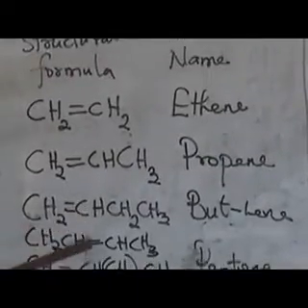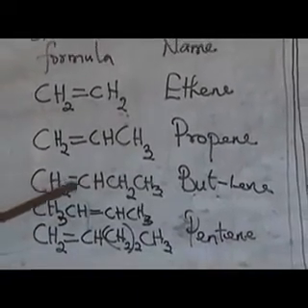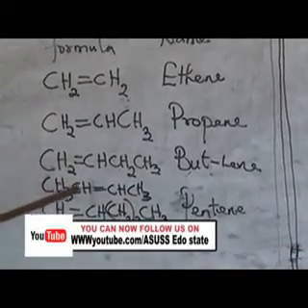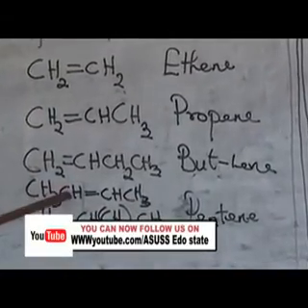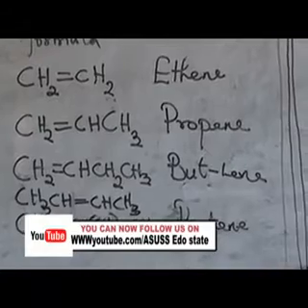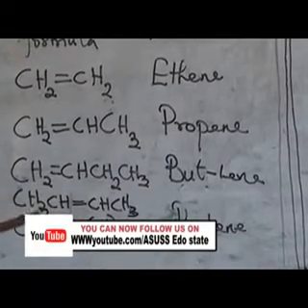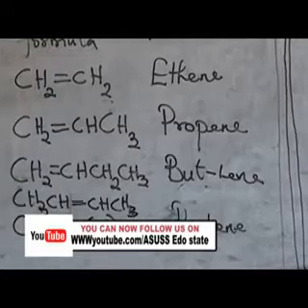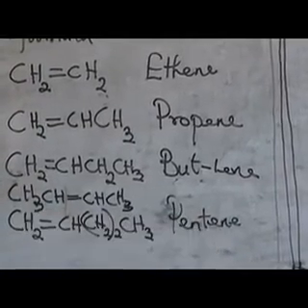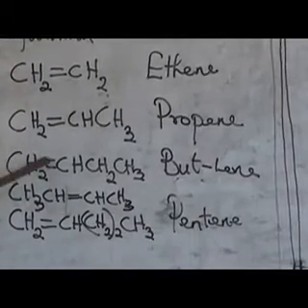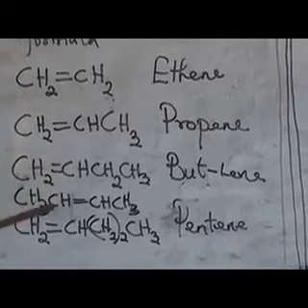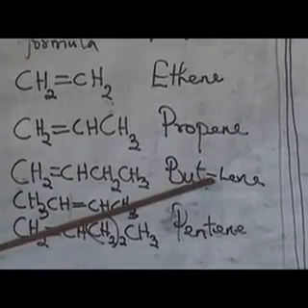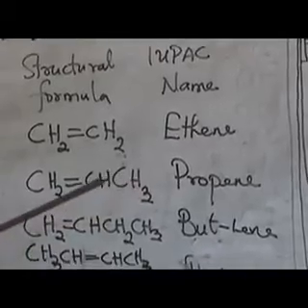But their structural formulas are different. Here you have the double bond, the unsaturation, after the first carbon atom. But here you have it after the second carbon atom. That makes them structurally different. We call this kind of process isomerism, when compounds have the same molecular formula but different structural formula. The name of this compound is going to be different from the name we have here, which is but-1-ene, or butene that we said initially.